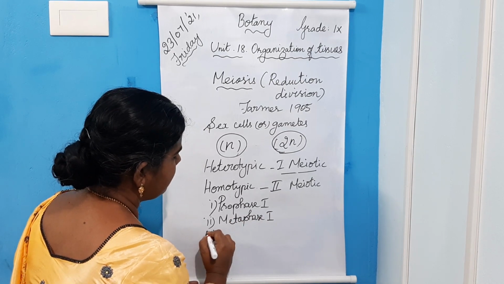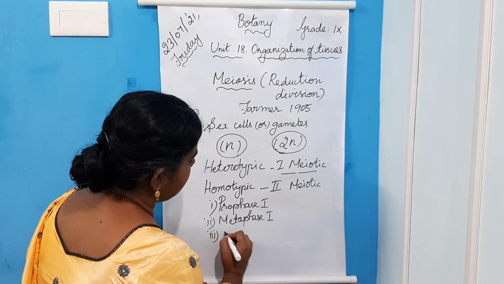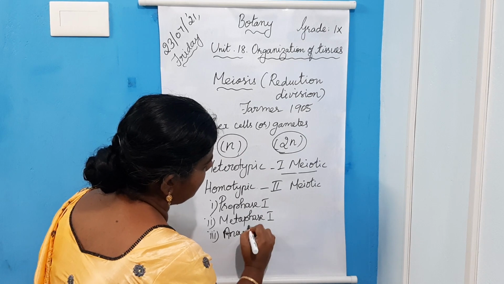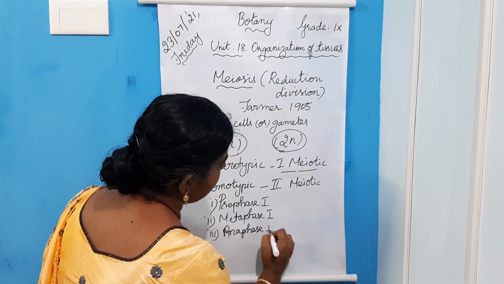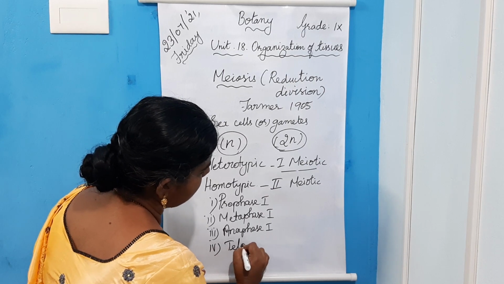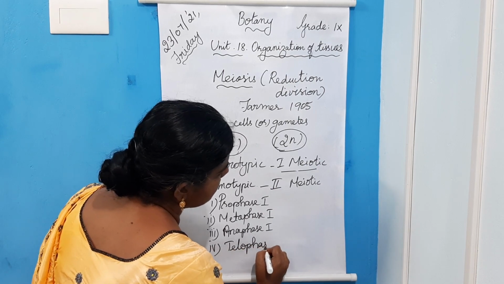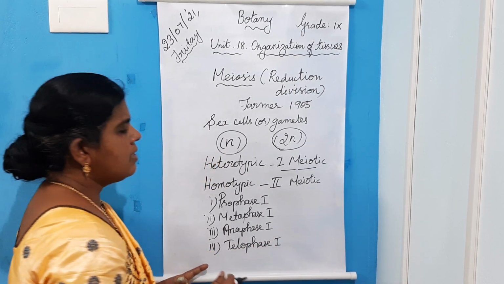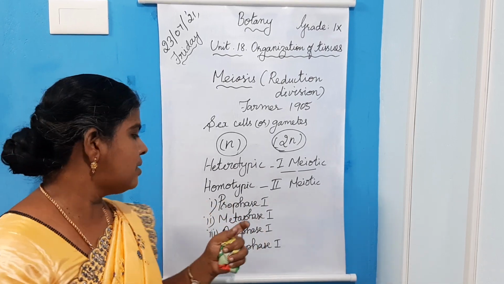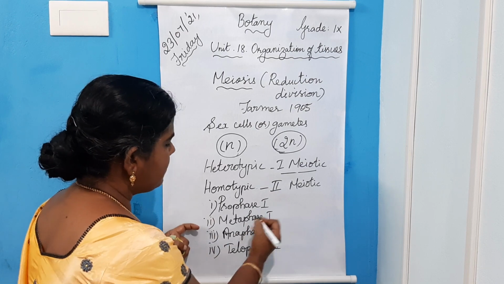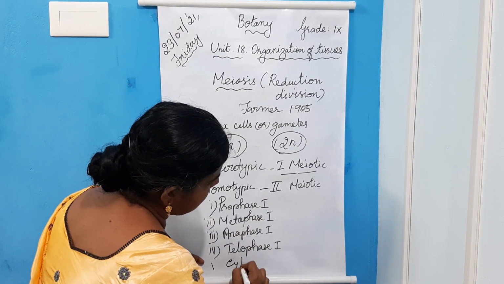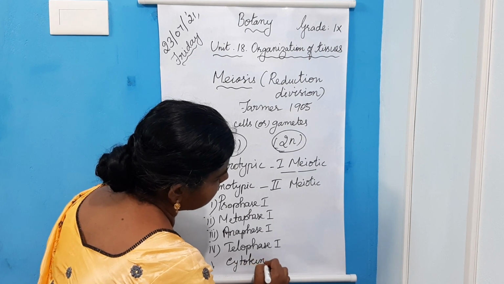Third is anaphase 1. And fourth is telophase 1. These are the 4 stages. And one more, after this telophase, there will be the division, that is cytokinesis.